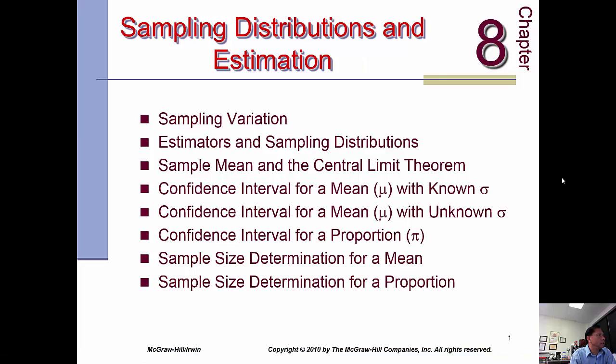Chapter 8, Sampling Distribution and Estimation. In this chapter, we talk about the sampling variations, estimators and sampling distributions, sample mean and central limit theorem, confidence interval for mean with known sigma, confidence interval for mean with unknown sigma, and confidence interval for proportion. And sample size determination for mean, and sample size determination for proportion. Those are optional for you just to study, and we're not going to cover them in the test.